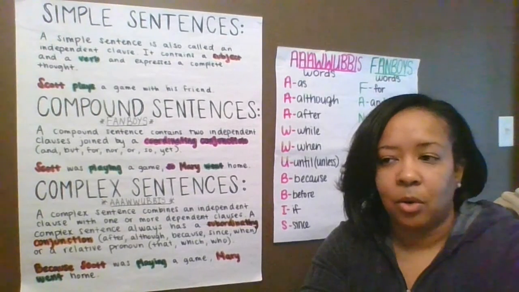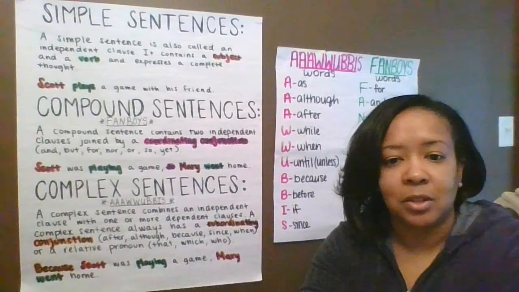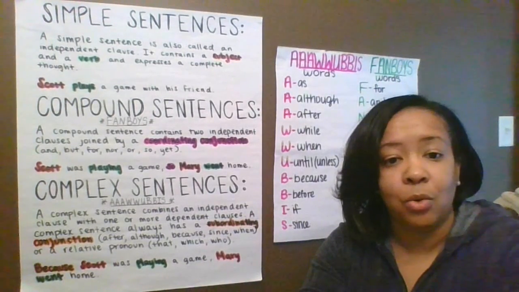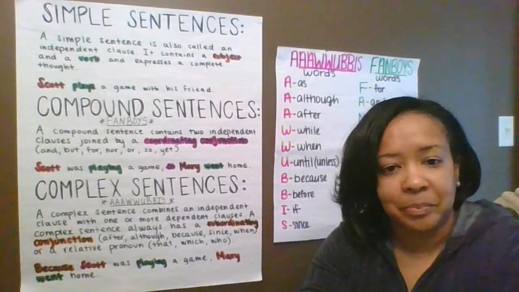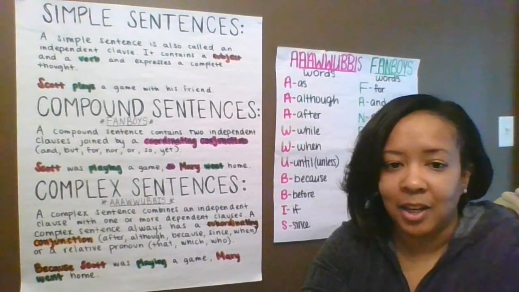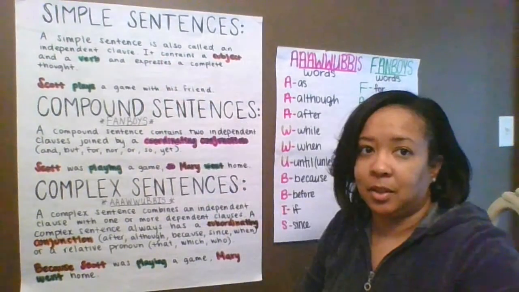You're correct. Who can tell me what a subject is? A subject tells me who or what the sentence is about. The predicate tells me what? Their action. Very good. So today we're going to first review a simple sentence.